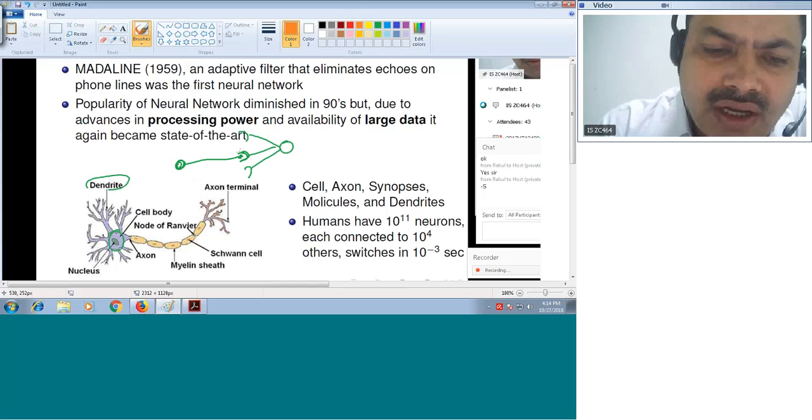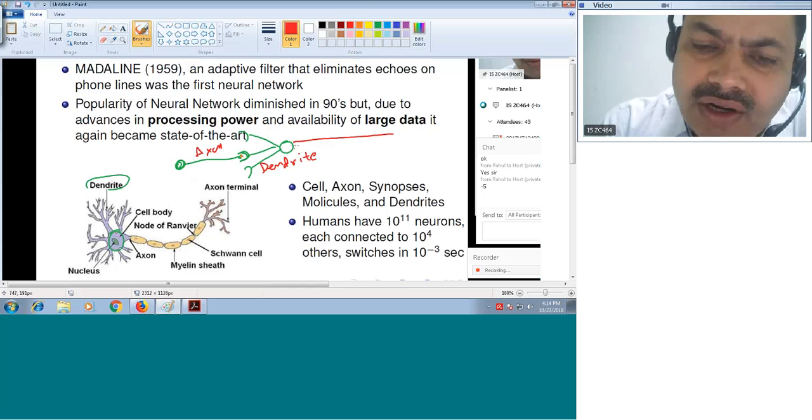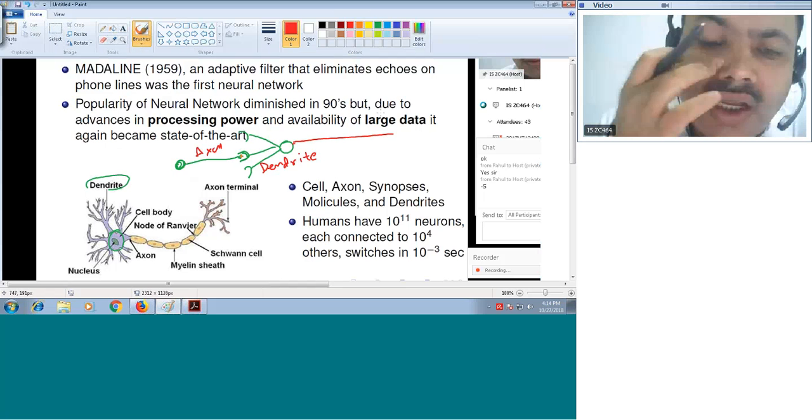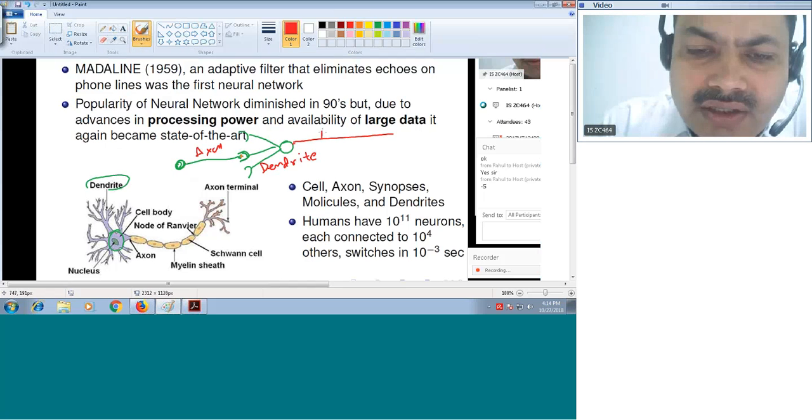So this is how the connection is going to be made. And this part is actually the dendrite, and this part is the axon. This part, the output, is the axon. Therefore, whatever output goes from this neuron to the next part is also going through the axon.